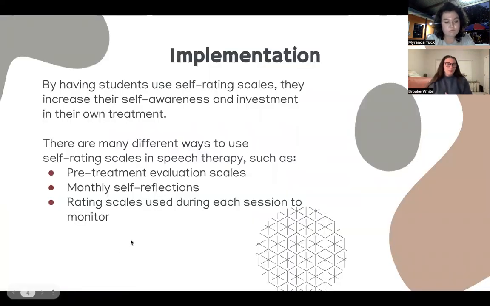So how we implement these is by having students use these self-rating scales, they tend to increase their self-awareness and investment in their own treatment. And there are many different ways to use self-rating scales. There's no one size fits all. So some examples that we're going to talk about are pre-treatment evaluation scales, monthly self-reflections, and rating scales that can be used during each session or weekly to monitor progress.